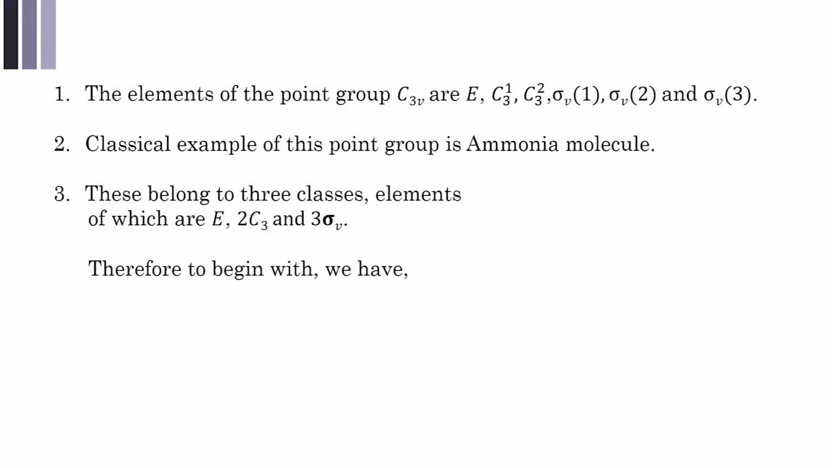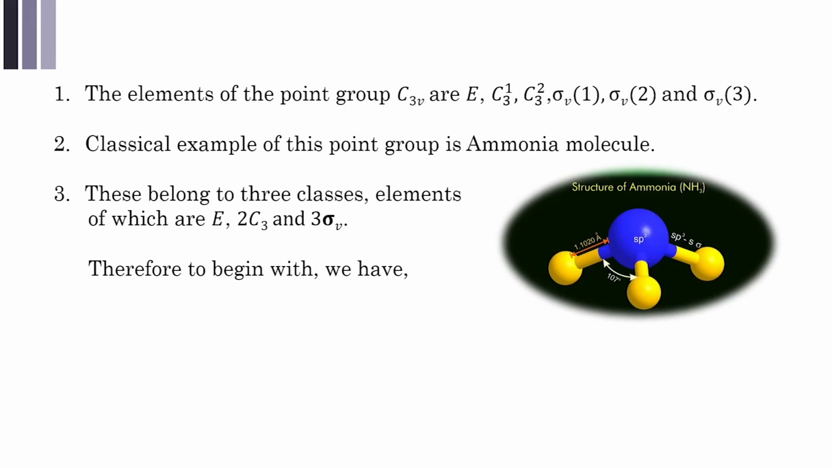Ammonia is a pyramidal molecule belonging to this point group, and we have learned in an earlier video that C3^1 and C3^2 belong to one class, and all three vertical planes belong to one class. So we have three classes: one identity, C3, and the three vertical planes make one class. So let's do our job.